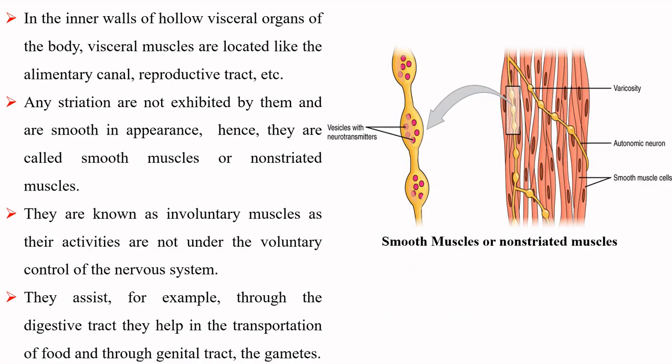Visceral muscles are located in the inner walls of hollow visceral organs of the body, like the alimentary canal, reproductive tract, etc. They do not exhibit any striations and are smooth in appearance, hence they are called smooth muscles or non-striated muscles. They are known as involuntary muscles as their activities are not under the voluntary control of the nervous system. For example, they help in the transportation of food through the digestive tract, and of gametes through the genital tract.